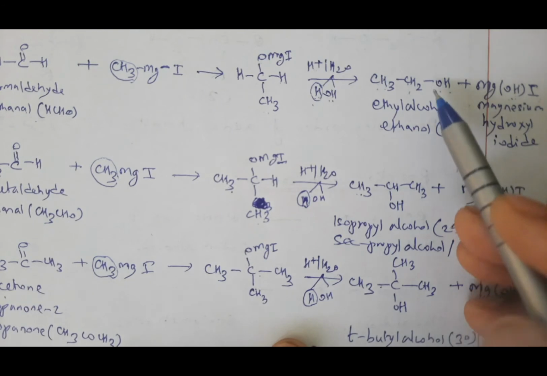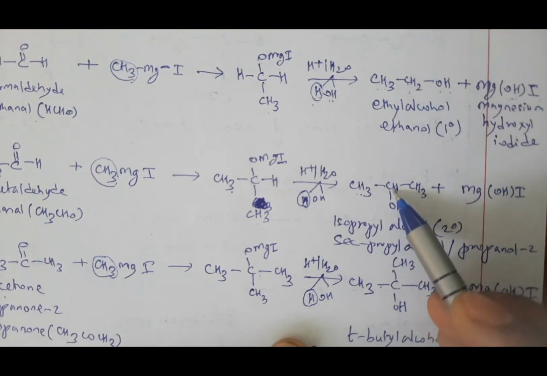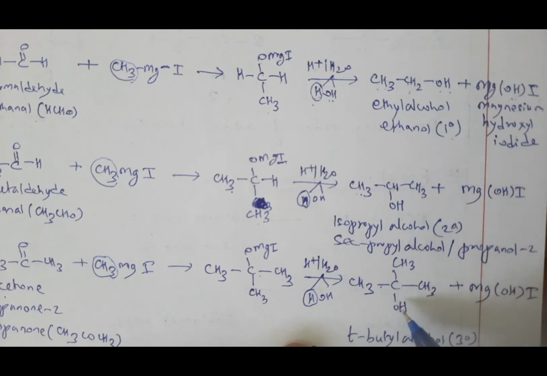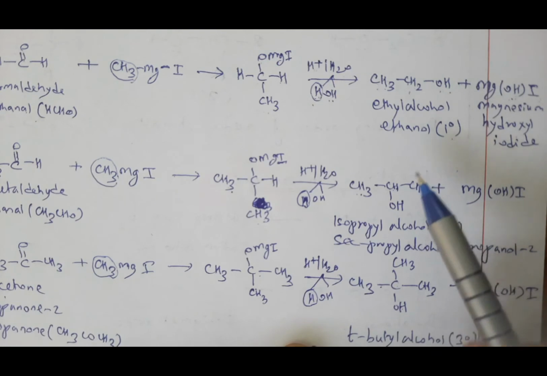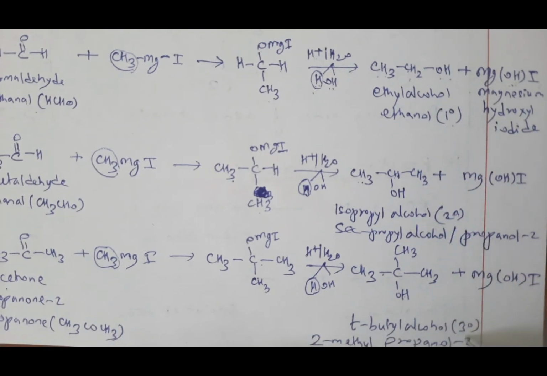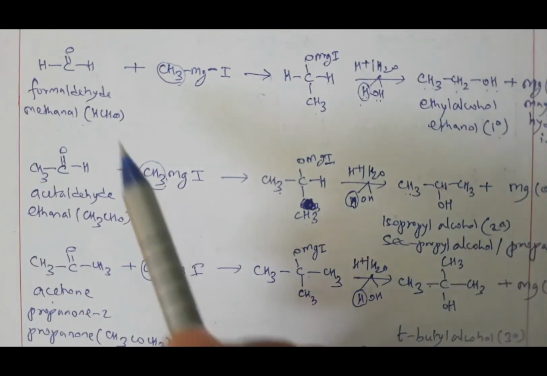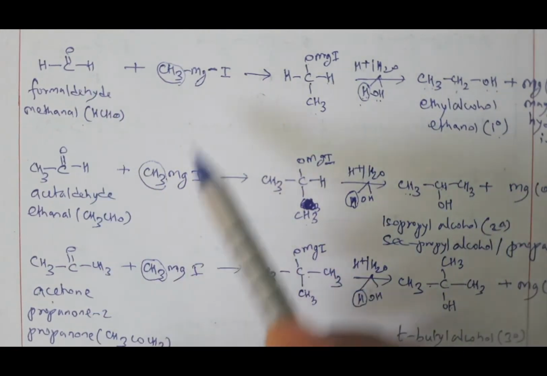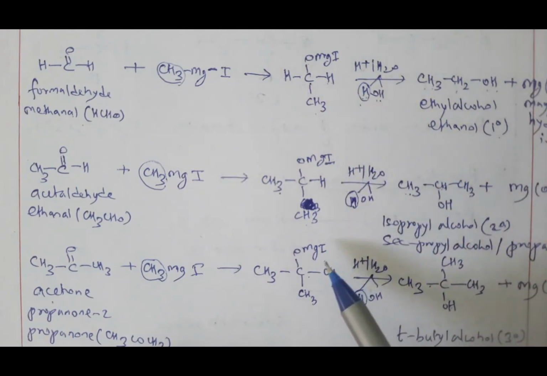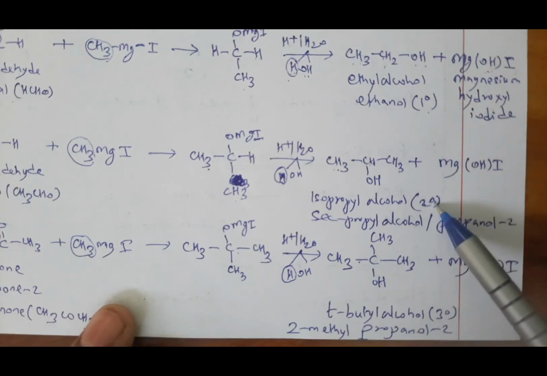Now look out here. Here OH is linked with CH2, so it's a primary alcohol. Here OH is linked with CH, it is a secondary alcohol. Here OH is linked with C, so it's a tertiary alcohol. So we got primary, secondary, tertiary alcohol out here, students. We got primary, secondary, tertiary alcohol by reacting Grignard reagent with aldehyde and ketone. So when aldehyde and ketone react with Grignard reagent, we get an additive compound which on acid hydrolysis will give primary, secondary, tertiary alcohol.